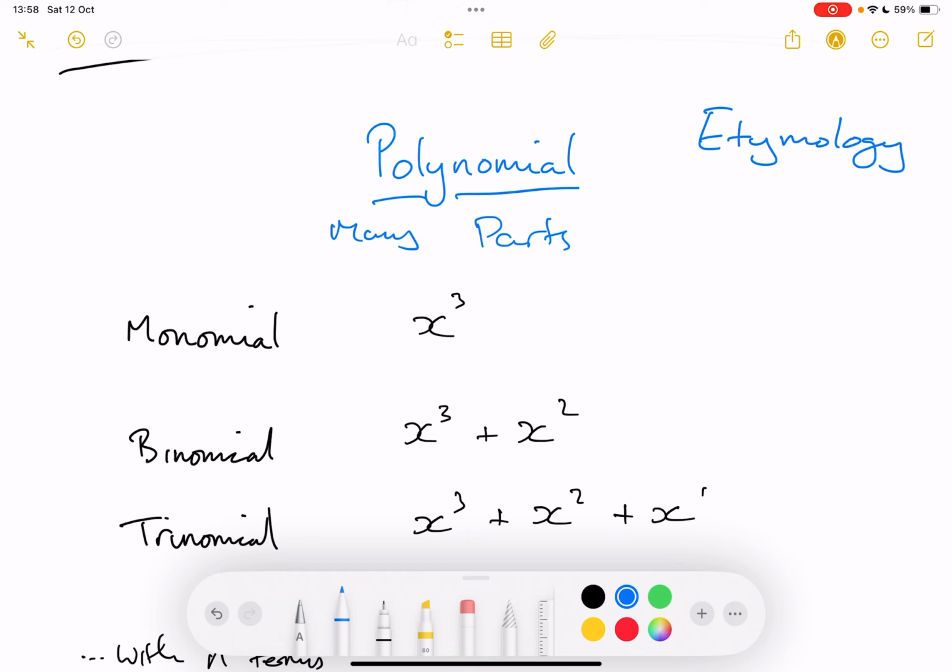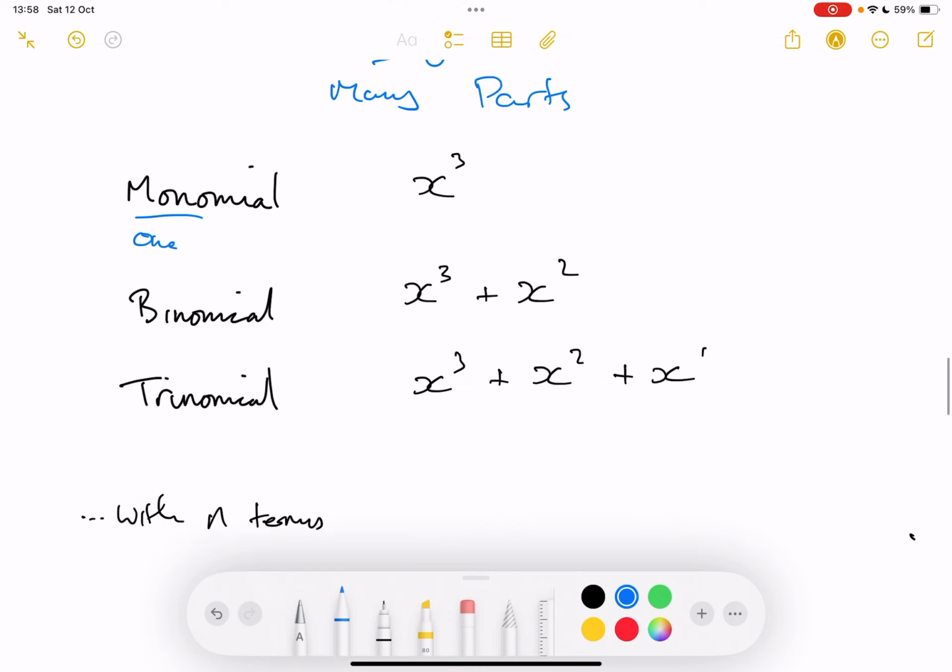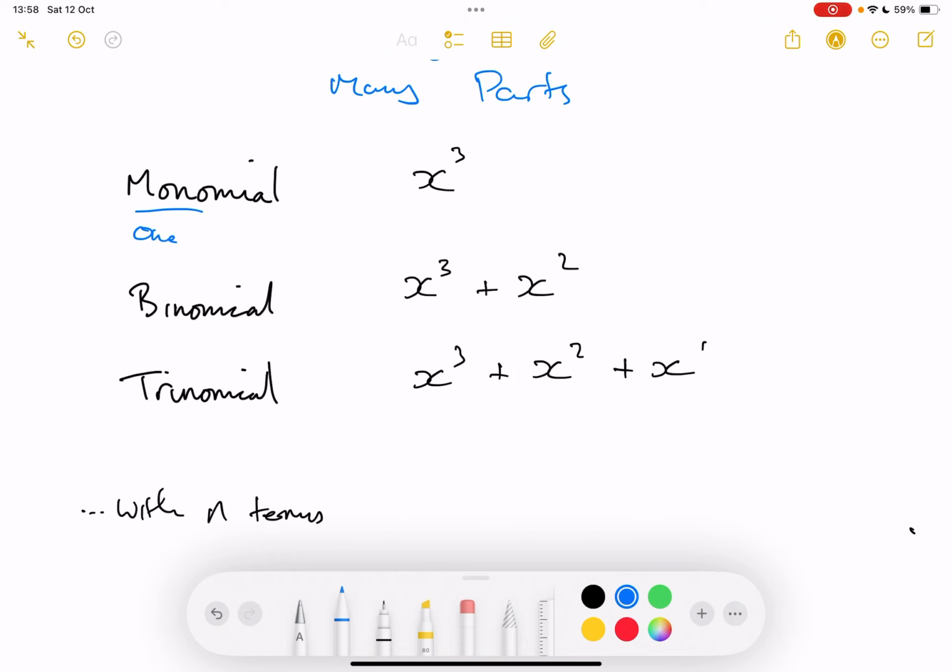There's a few different roots for nomial, but one of them is parts. So a polynomial expression is one that has many parts. A monomial, mono, means one, like monobrow or monocle. Bi means two, tri means three, like triangle, tricycle, bicycle.